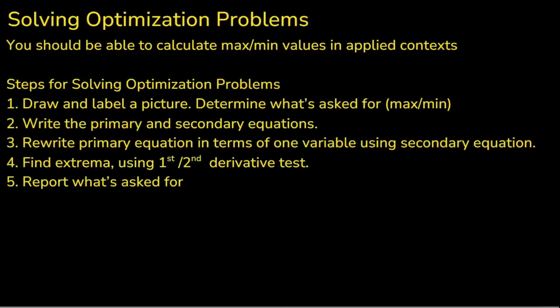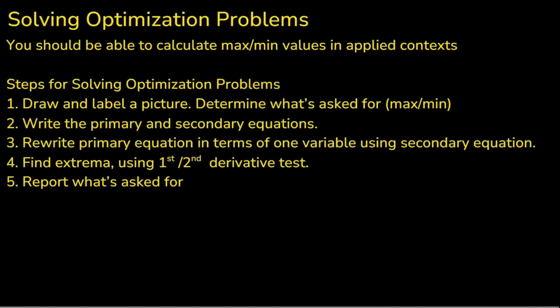Solving optimization problem, couple quick steps. First, you want to draw and label a picture if that applies. The context of the problem will point you to whether it's asking for a max value or a min value. Then you want to write your primary equation. That's the equation you're trying to optimize.